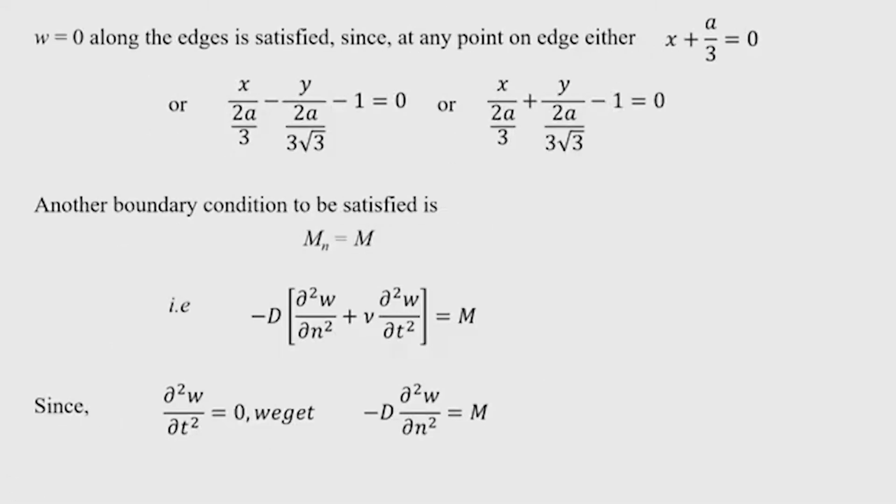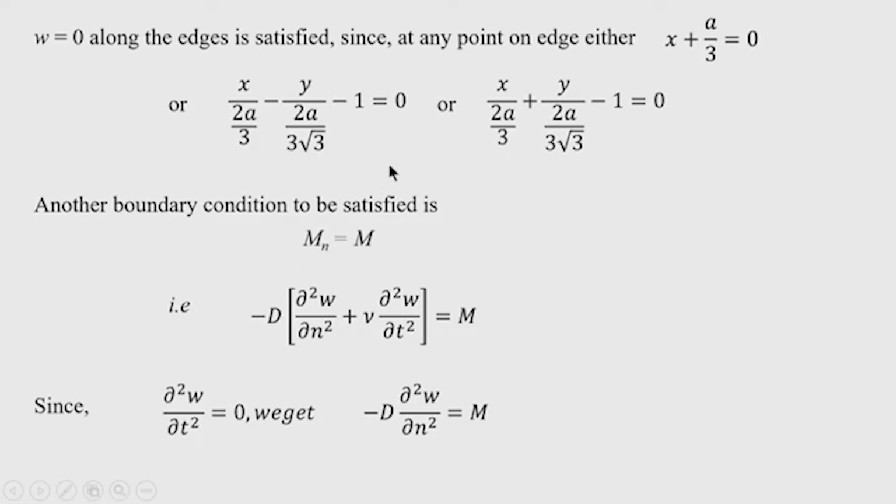Next, w is 0 along the edges, that is we have verified. So, these are the equations of the lines. So, naturally it will be 0 at the boundary for the respective edges. Another boundary condition to be satisfied is that the moment M n along the normal to this side is M.